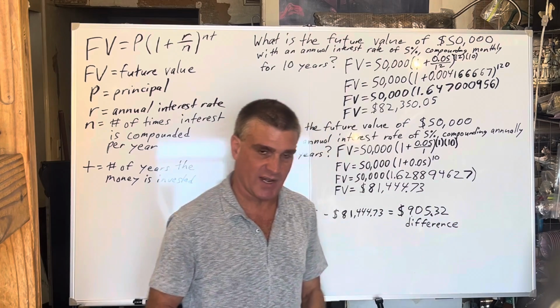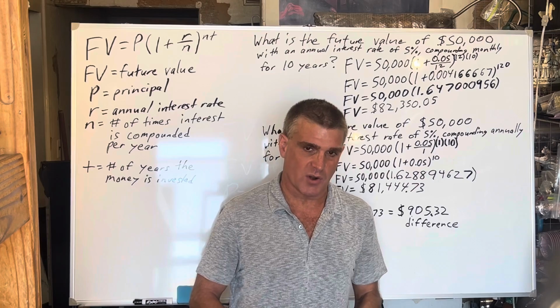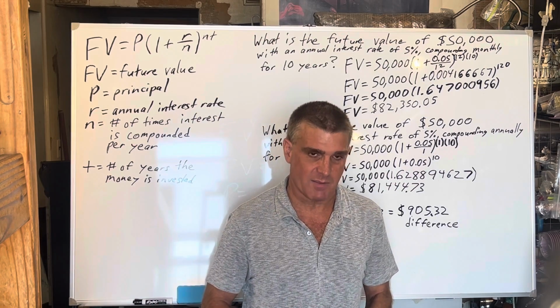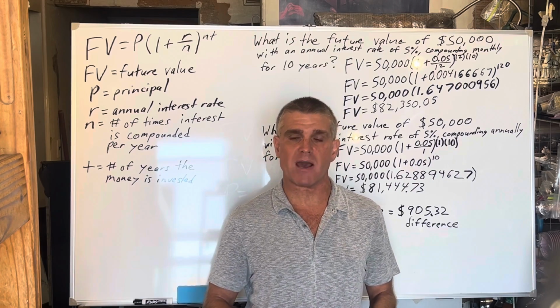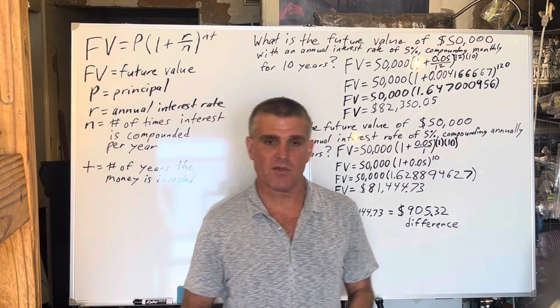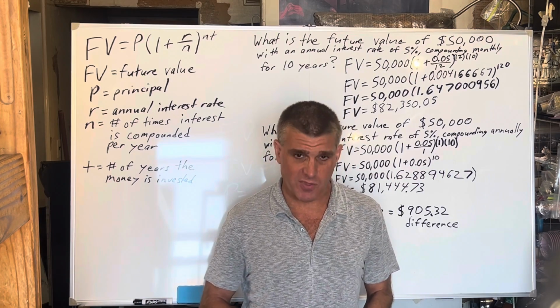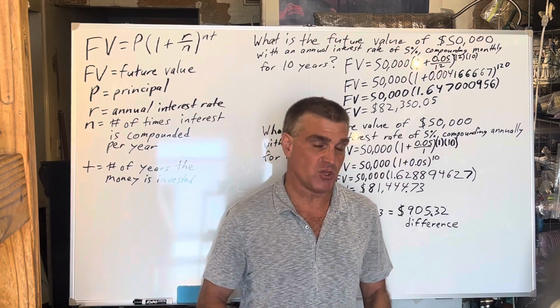What's the difference? The difference is $905.32 between the same amount of money, $50,000, earning the same interest rate, 5%, over the same period of time, which is 10 years, except one is compounding monthly and the other is only compounding yearly. And the one that is compounding monthly will produce $905.32 more.